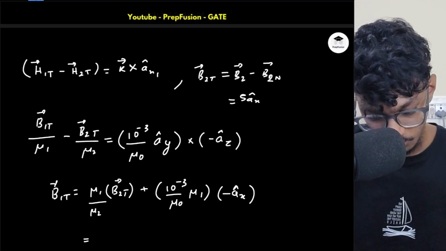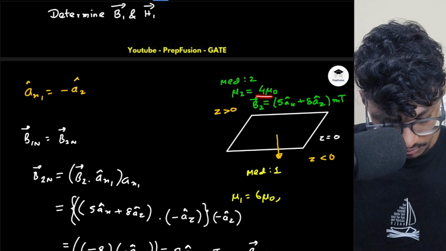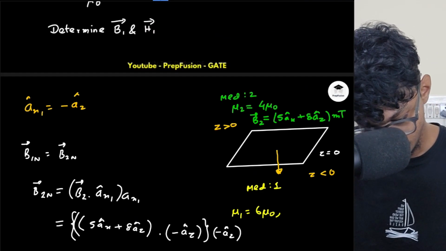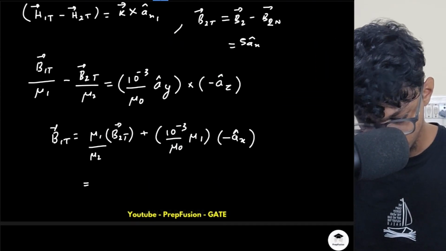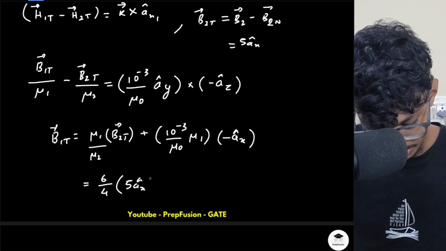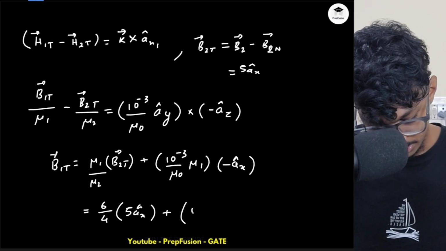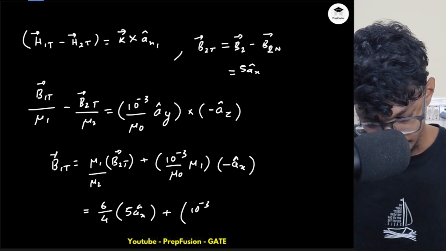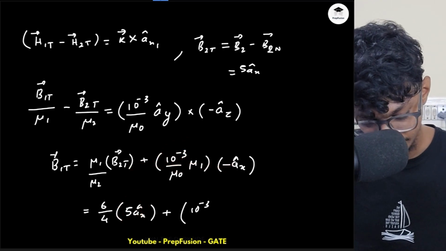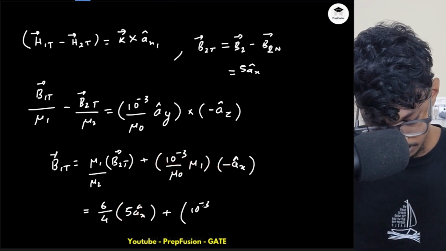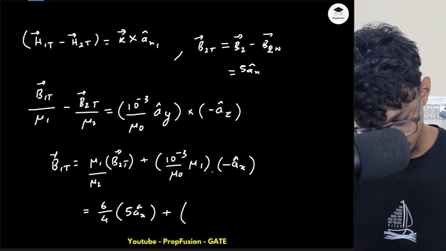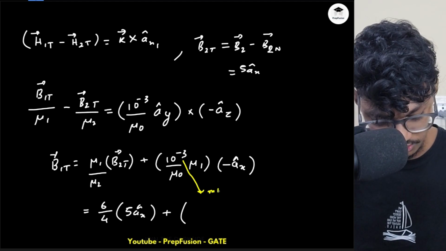So what is mu1 over mu2? Mu1 is 6 mu naught and mu2 is 4 mu naught. So it will be 6 by 4, and B2t we have already computed. It is 5 ax plus 10 raised to power minus 3. Remember one thing, that this is in millitesla, so this also will get absorbed here, right? As this is in millitesla, I can simply absorb it. I'll just cancel this; this 10 raised to power minus 3 will get absorbed due to millitesla.